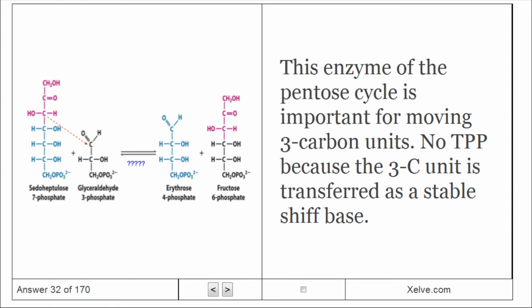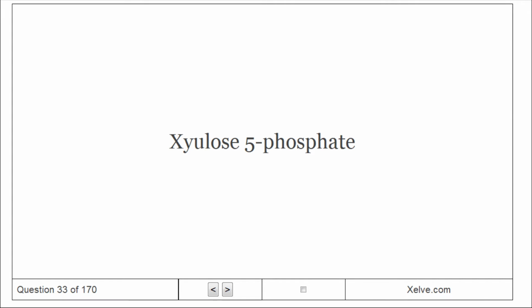Transaldolase. This enzyme of the pentose cycle is important for moving 3 carbon units, with no TPP because the 3C unit is transferred as a stable Schiff base. Xylulose 5-phosphate.